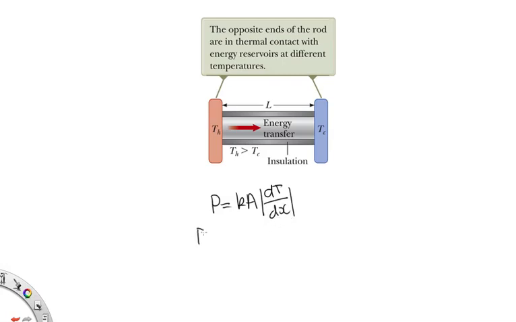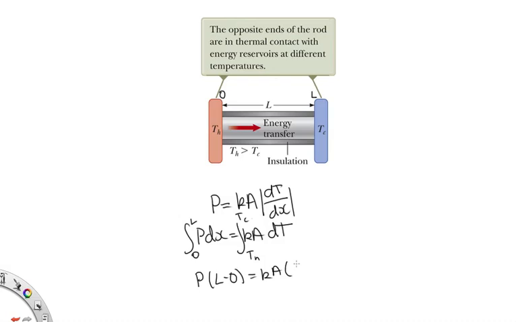So we can write this as P dx is equal to KA dT. To work out this, we can integrate. Now if this end is at x equals 0, then this end is at x equals L, so we're integrating from 0 to L. The temperature at this end is TH, and at the other end, TC. So integrating, we've got P(L minus 0) is equal to KA(TC minus TH).